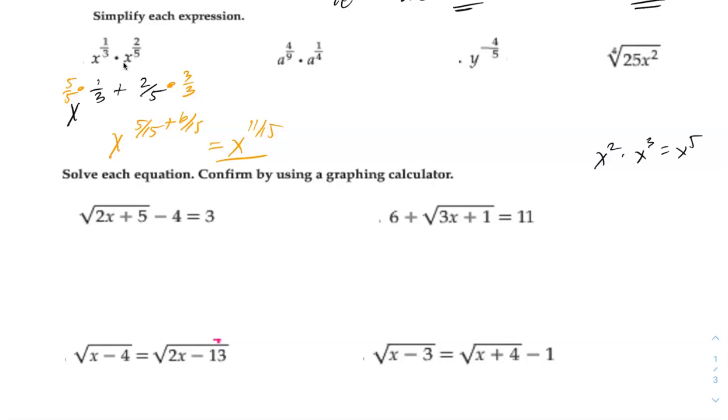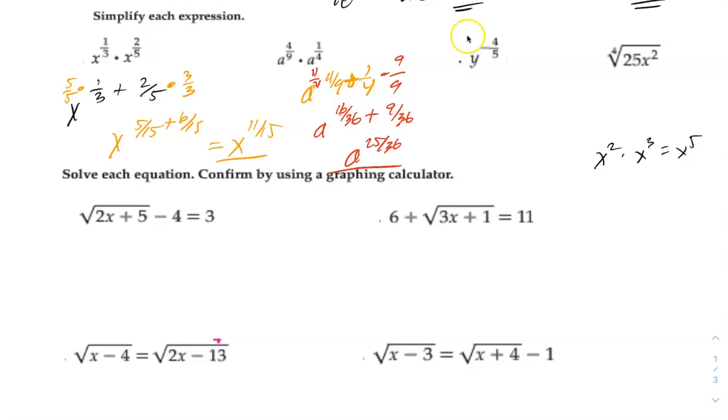Next one, same idea. It's a to the 4/9 times, sorry, not times, plus 1/4. Same idea with the common denominator. What do 9 and 4 both go into? 36 is the only thing I could think of. So 9 and 9, and 4 and 4. So a to the 16 over 36. Let me write that nicer. a to the 16 over 36 plus 9 over 36 gets me a to the 25 over 36. That's all I could do.